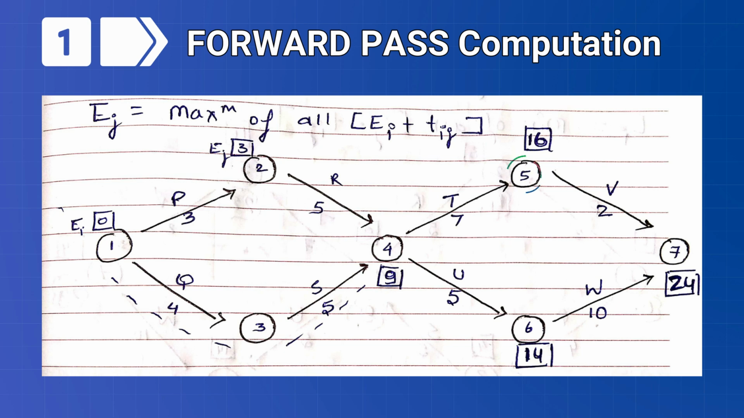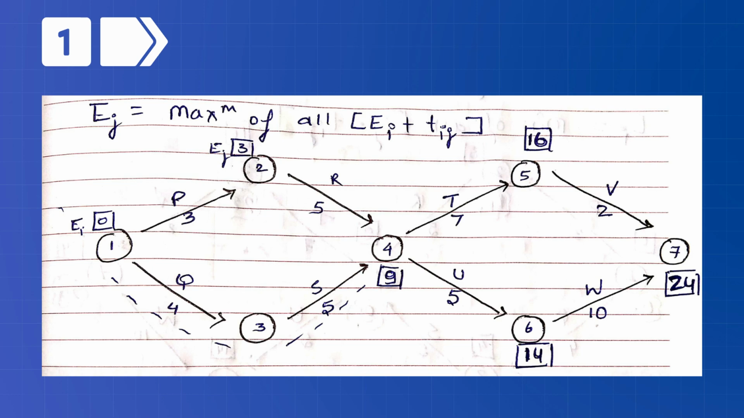For event 5, there are again two routes, via 1-2-4-5 and via 1-3-4-5. The corresponding values of Ej are 3 plus 5 plus 7, that is 15, and 4 plus 5 plus 7, that is equal to 16. So again we will take the maximum value, that would be 16. Similarly, we can calculate for the rest of the events.